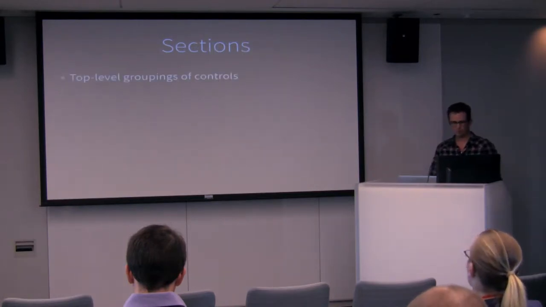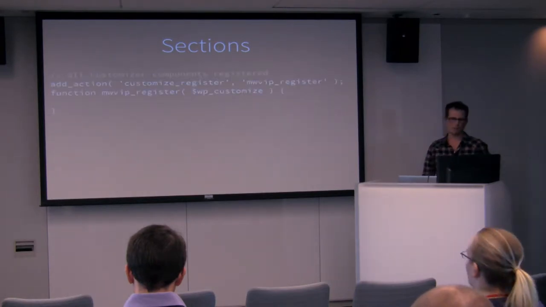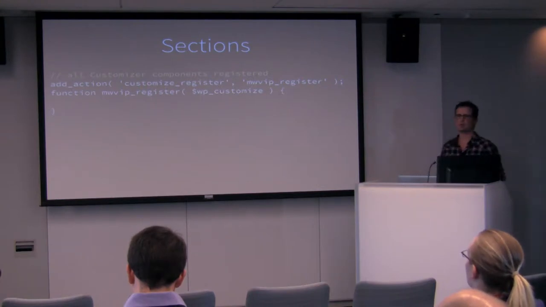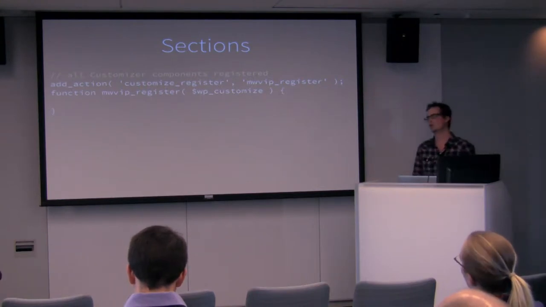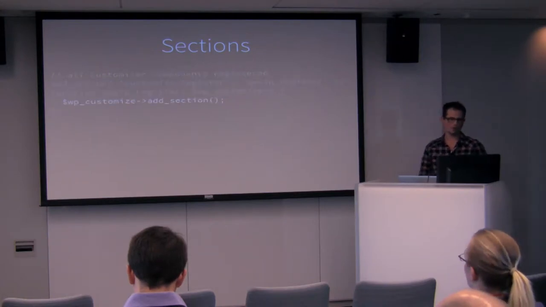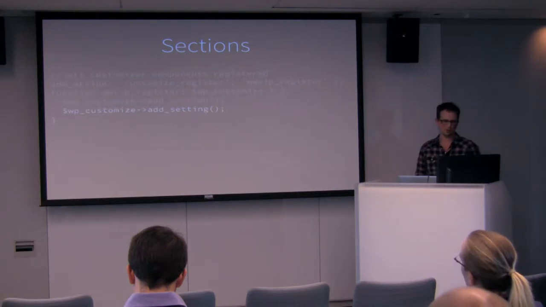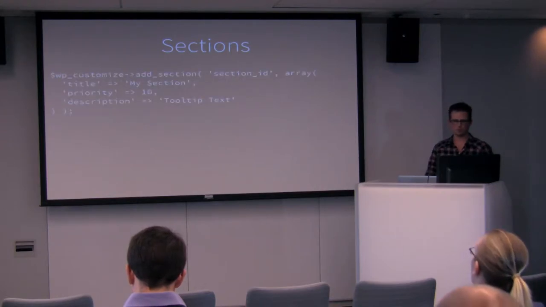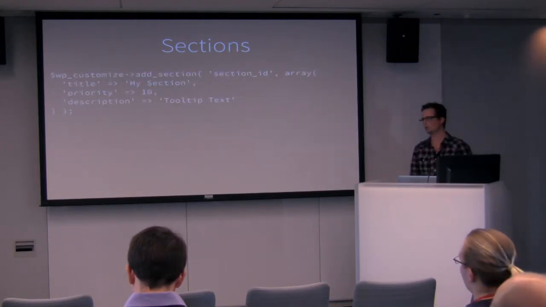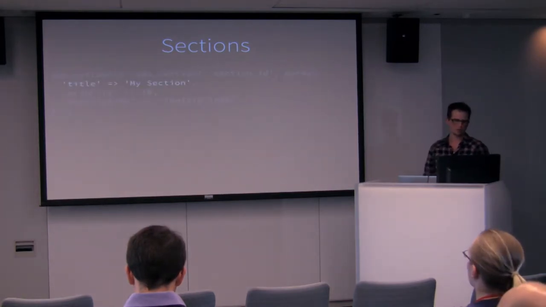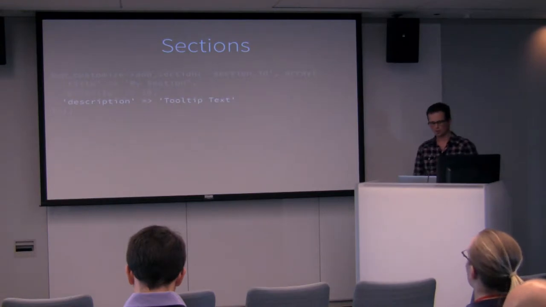Sections are a top-level grouping of controls. When you're writing the code, there's an action called customize_register, and you receive a WP_Customize object, and that's where you do all your setup for the customizer. You can use that to add a section, add a setting, add a control, and that's how you go about adding things to the customizer. Again, we're just going to blaze through this quickly. All this stuff is readily available online, and there are lots of tutorials out there. So you add a section, and it gets an ID, title, priority, and description. So that's a section.